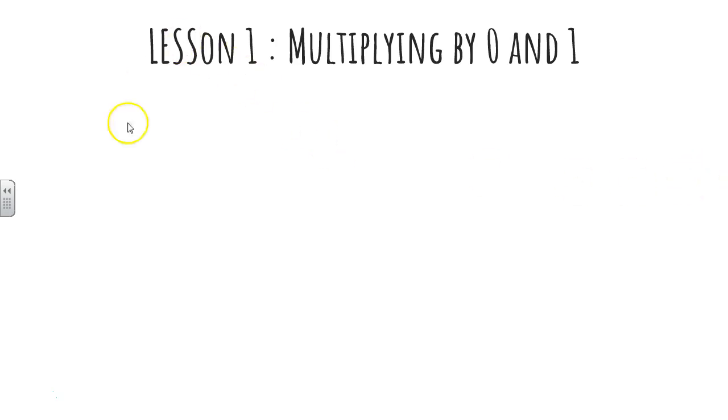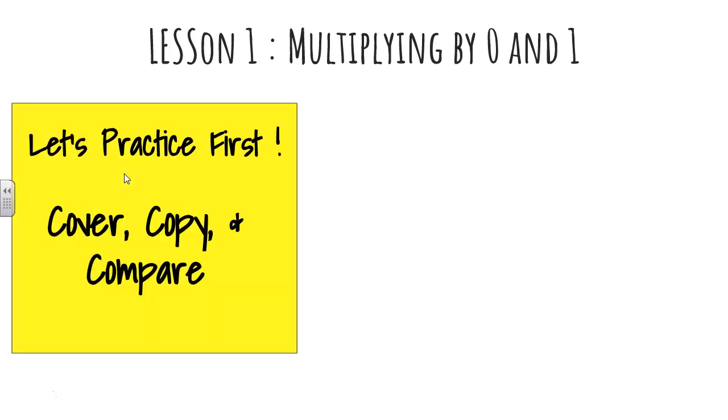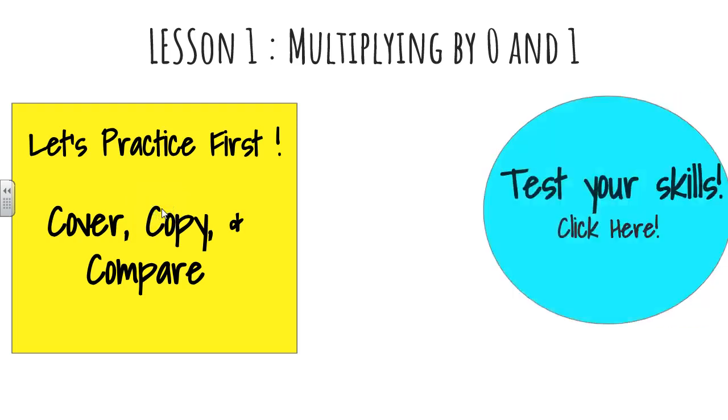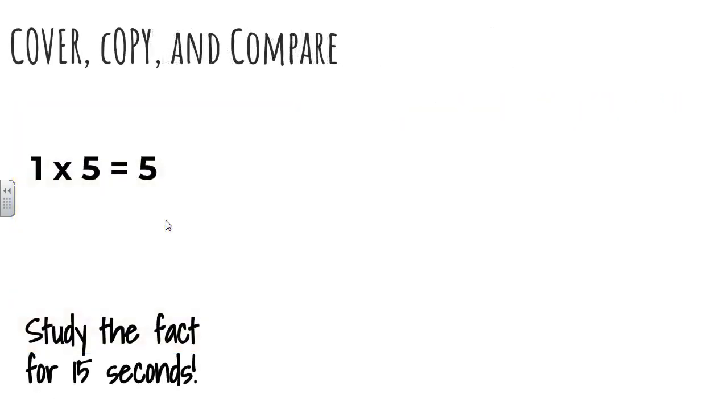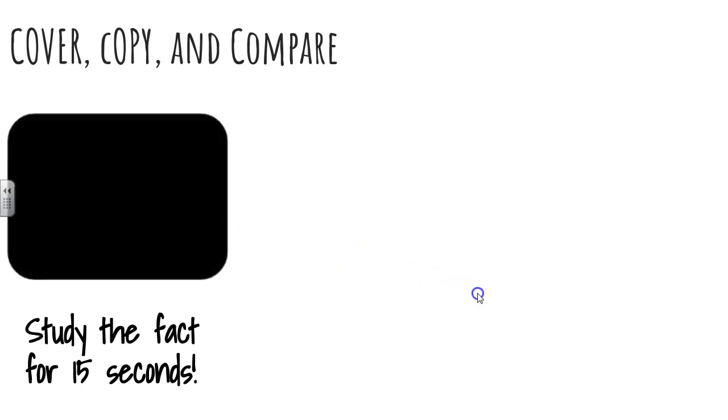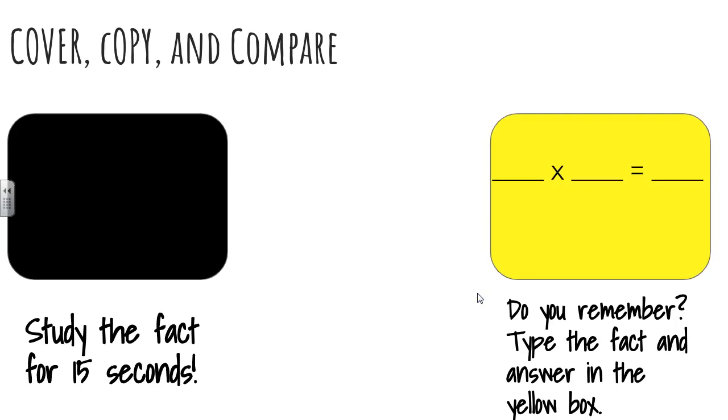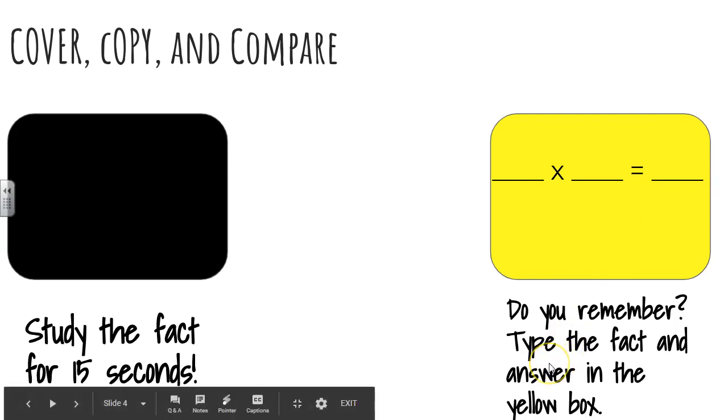They will start by clicking the Let's Practice first, cover, copy, and compare button. So they're going to click this right here. A fact like 1 times 5 equals 5 will pop up and the student will study it for 15 seconds. They will then click the fact again and a black box will cover it. Then a yellow box will pop up where they have to type in the full fact with the factors and the product. So they would type 1 times 5 equals 5 in the yellow box.